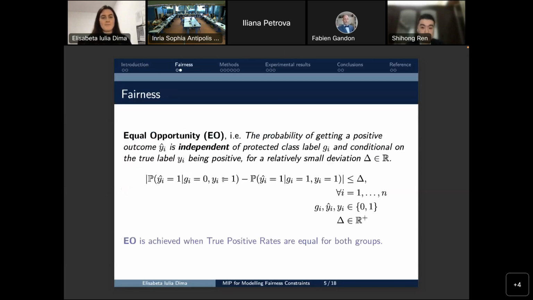In order to express our idea, I should mention that we chose a certain branch of fairness, which is equal opportunity, which tells us that some positive outcome should be independent of the protected class and conditional only on the true label for it being positive. So we want to have true positive rates equal among both groups. And we will see in the next slides that this condition, as a mathematical formulation, we will add into our SVM optimization problem.